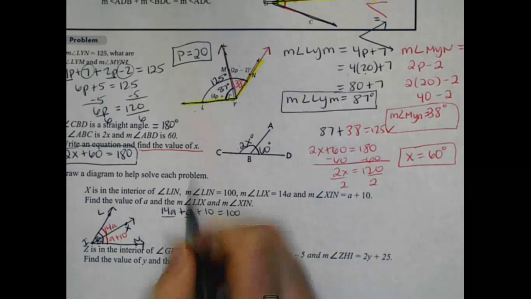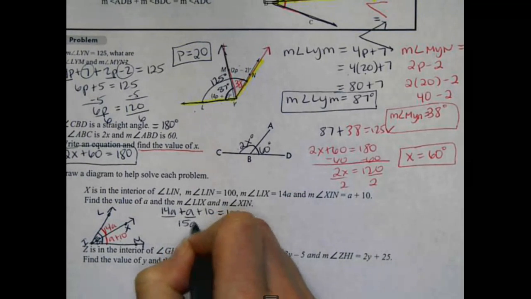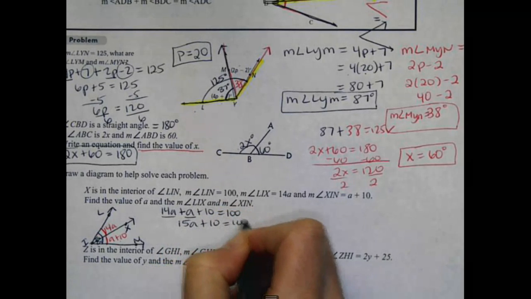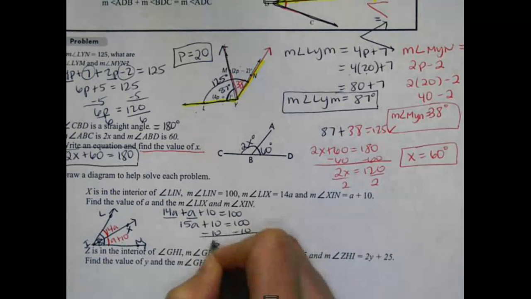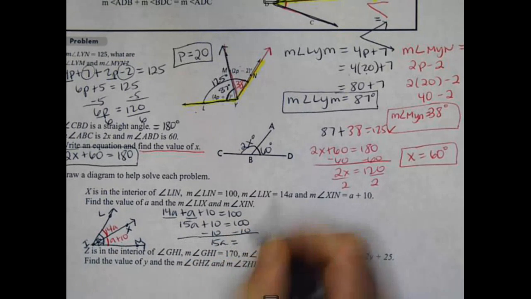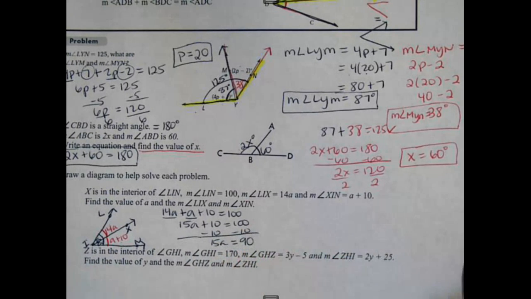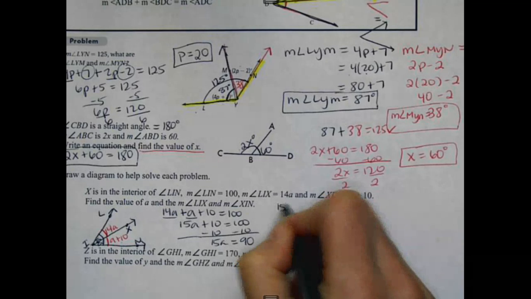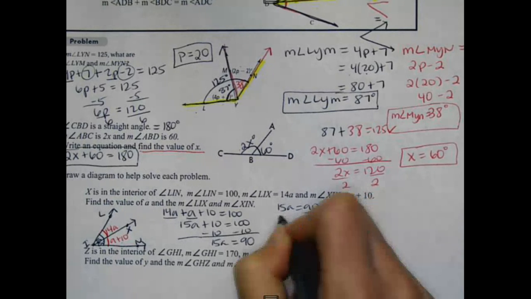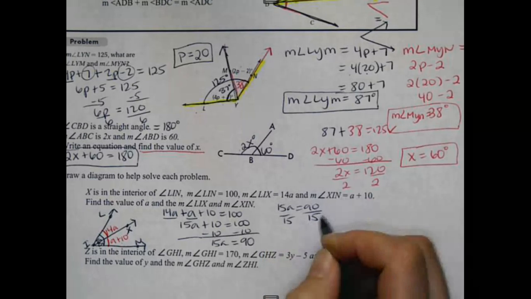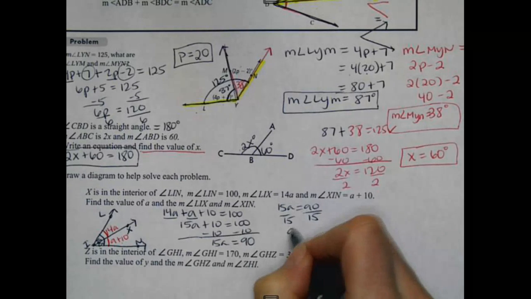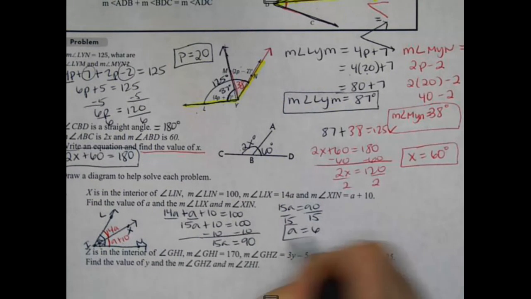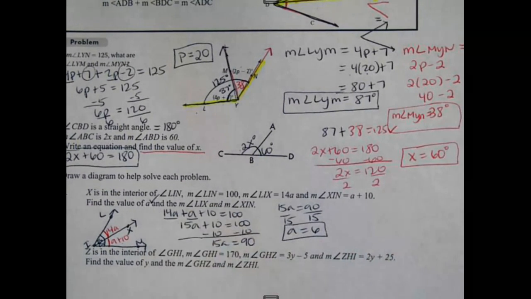Combine like terms. I have 15a plus 10 equals 100. Going to subtract 10 from both sides, so I get 15a equals 90. We're going to divide by 15 on both sides. Once I have 90 divided by 15, I end up getting 6. So a equals 6. Yay, I determined a. Check, I did that part.